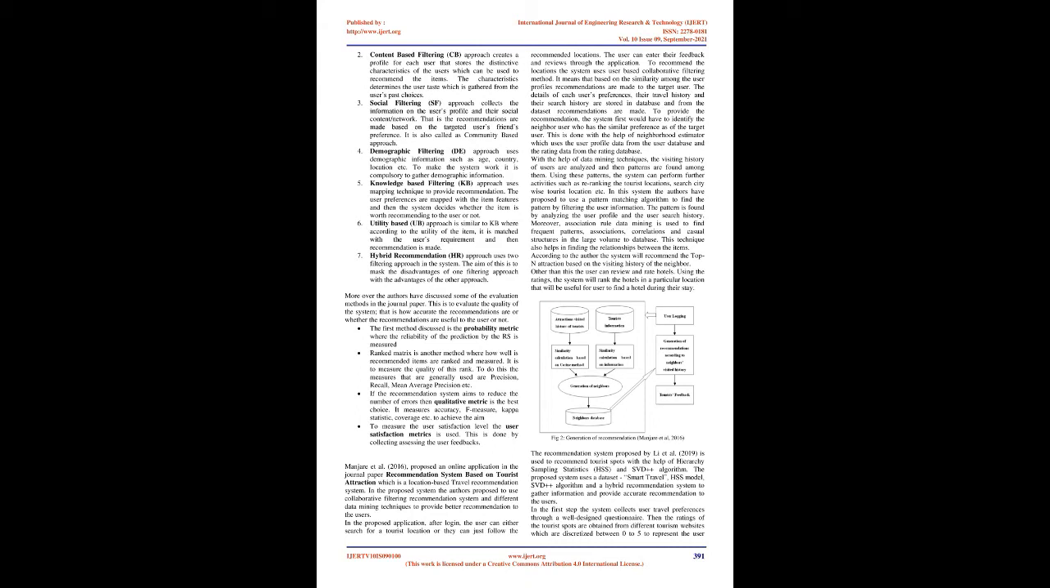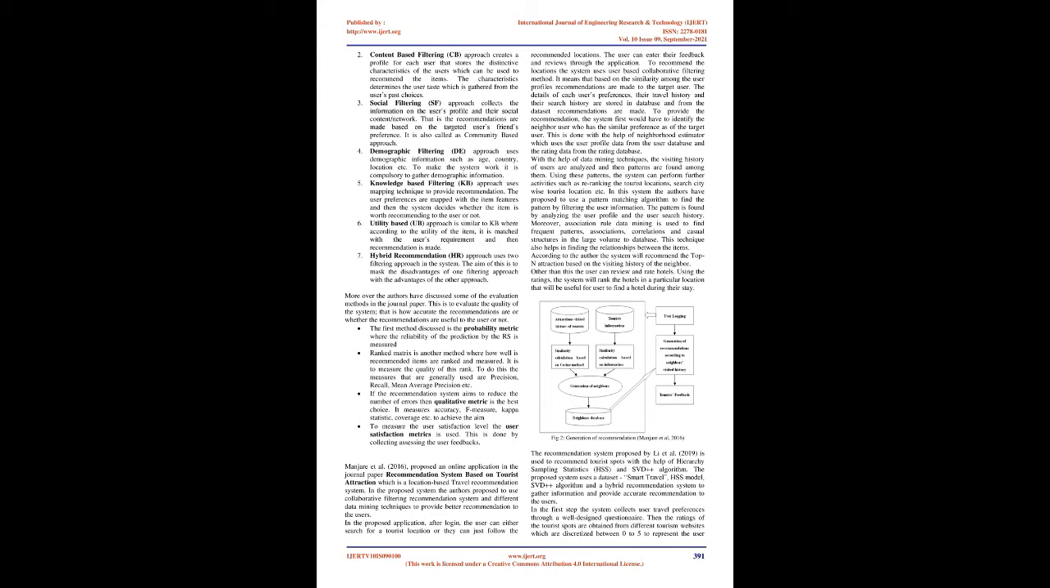Knowledge-based filtering, KB, approach uses mapping technique to provide recommendation. The user preferences are mapped with the item features, and then the system decides whether the item is worth recommending to the user or not. Utility-based, UB, approach is similar to KB, where according to the utility of the item, it is matched with the user's requirement and then recommendation is made.